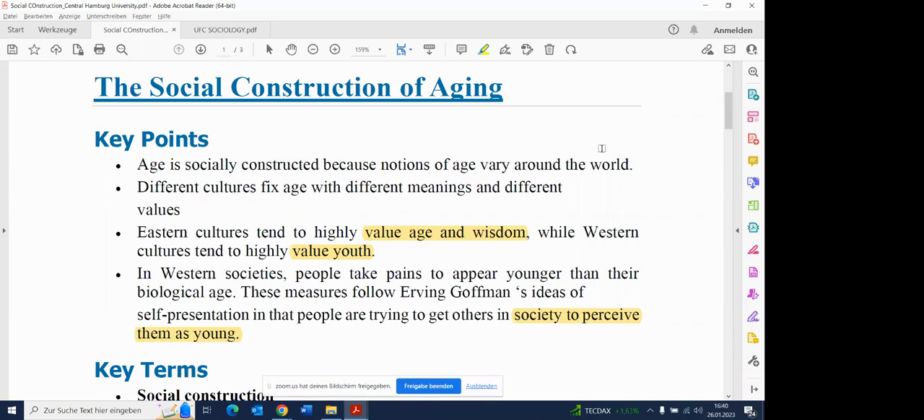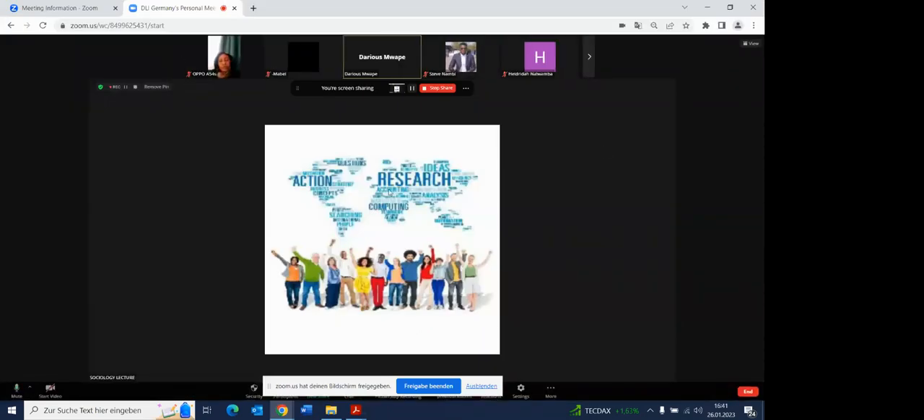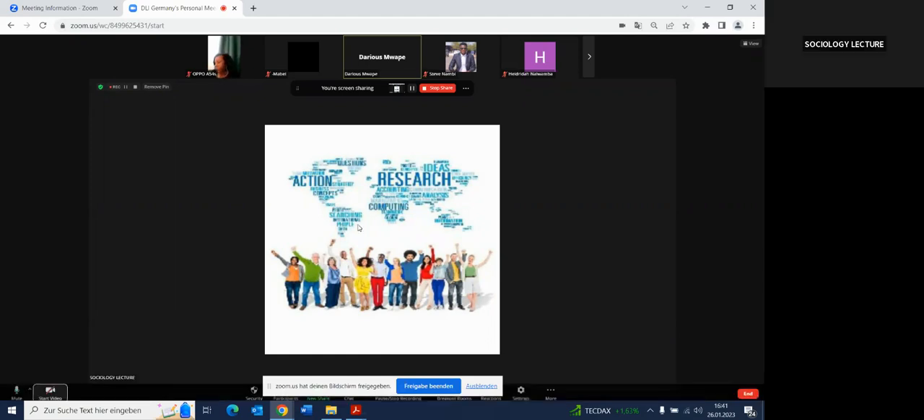The third point, in Western societies, people take pains to appear younger than their biological age. Yes, these measures follow Irving Goffman's ideas of self-presentation, in that people are trying to get others in society to perceive them as young. True. And there's something that I want to tell you here on this third point. Because of this age perception in society, what happens normally here in the Western world is that Germany actually stopped that system.